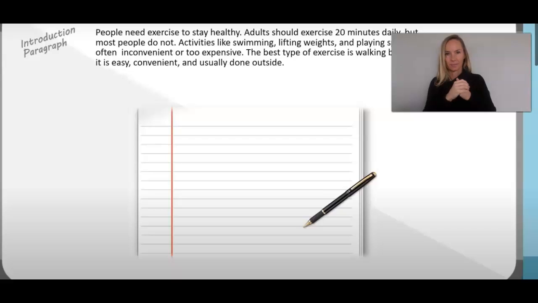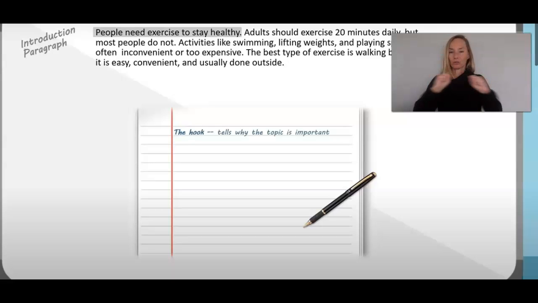So to answer that prompt, we have begun our essay with this introduction paragraph and title. The title is The Best Exercise, and in our introduction paragraph, first we need the hook, which tells why the topic is important. Our hook is, people need exercise to stay healthy.